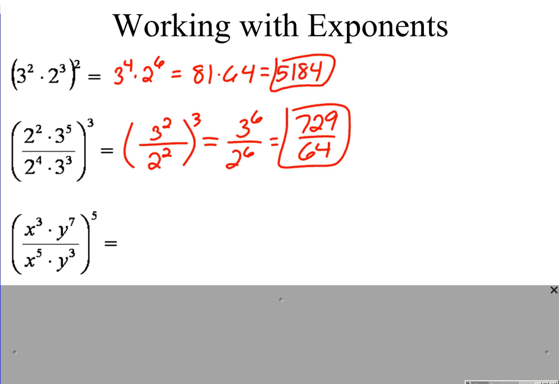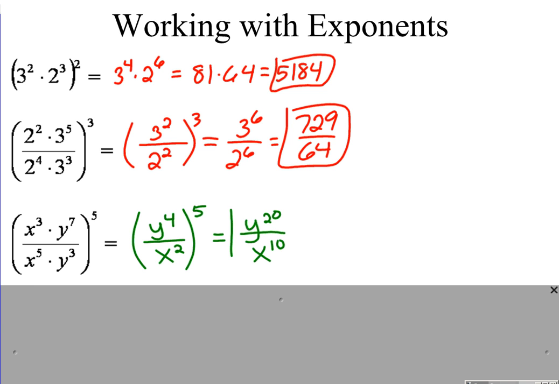Follow the same rules here. Simplify inside the parentheses. x cubed over x to the 5th. Where do I have extra x's at? In the bottom. How many extra? 2. y to the 7th over y cubed. Where do I have extra y's at? In the top. How many? 4 of them. Now I have an exponent raised to an exponent. Multiply. We get y to the 20th over x to the 10th.